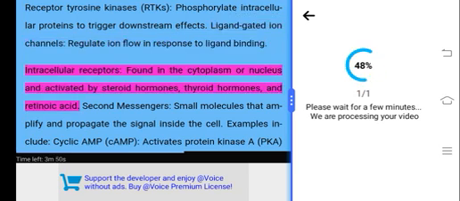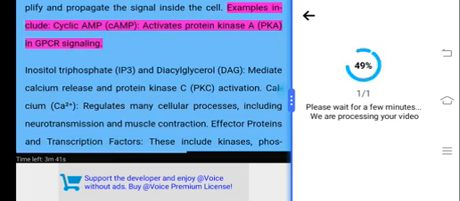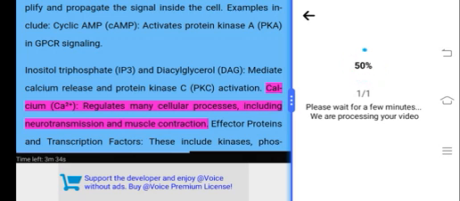Intracellular receptors, found in the cytoplasm or nucleus and activated by steroid hormones, thyroid hormones, and retinoic acid. Second messengers, small molecules that amplify and propagate the signal inside the cell. Examples include cyclic AMP (cAMP), which activates protein kinase A (PKA) in GPCR signaling. Inositol triphosphate (IP3) and diacylglycerol (DAG) mediate calcium release and protein kinase C (PKC) activation. Calcium (Ca²⁺) regulates many cellular processes, including neurotransmission and muscle contraction.